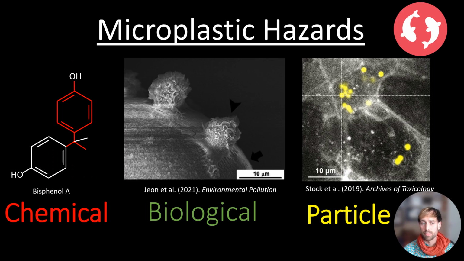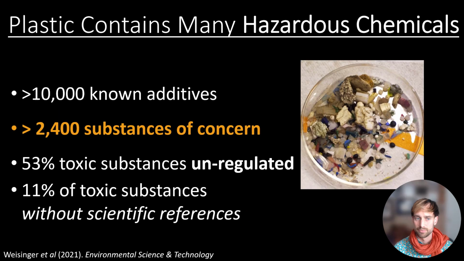Our expert work group identified 3 main ways that microplastics can be hazardous to both humans and aquatic organisms, including the chemicals that are bound to these plastics, biological means, as well as particle-based means of toxicity.